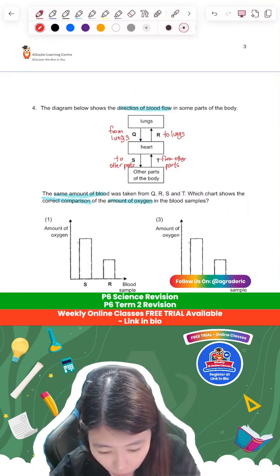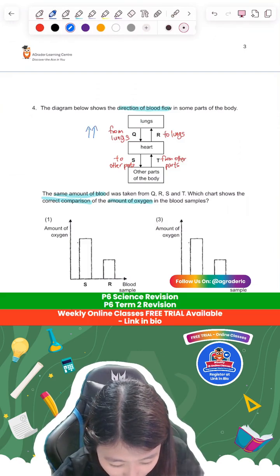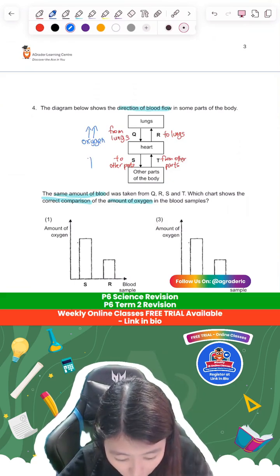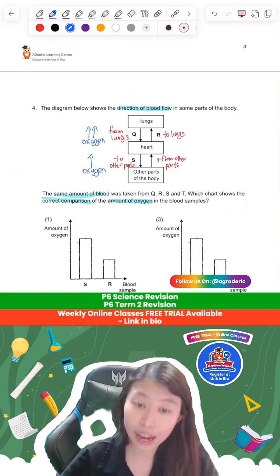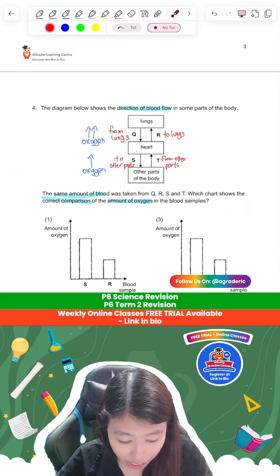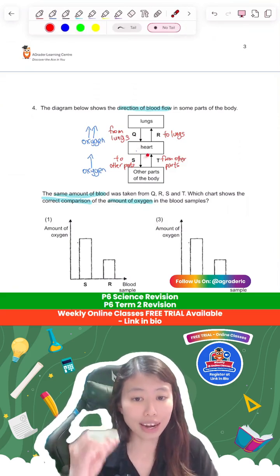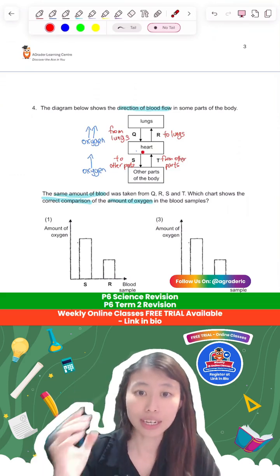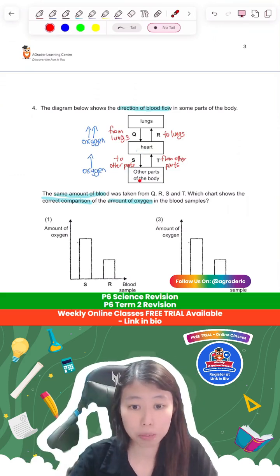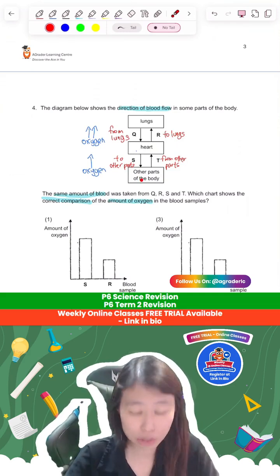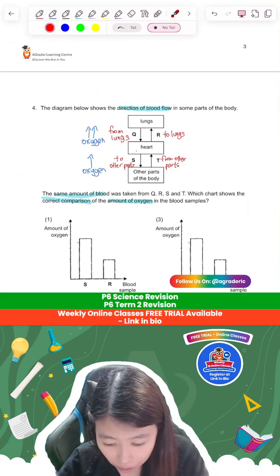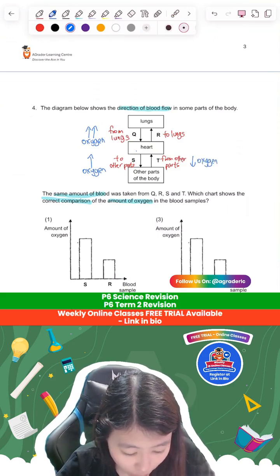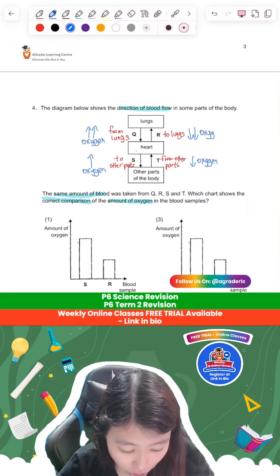So Q has the most amount of oxygen, 2 arrows up, highest amount of oxygen. S has only 1 arrow up, high amount of oxygen. Why? Because S just came out from the heart, and the heart goes through a process called respiration. It will use up some amount of oxygen for respiration. Then the remaining will be sent to the other parts of the body. Yes, the heart also uses up oxygen. Very good. So then on the other side, T would have low amount of oxygen and R will have the lowest amount of oxygen.